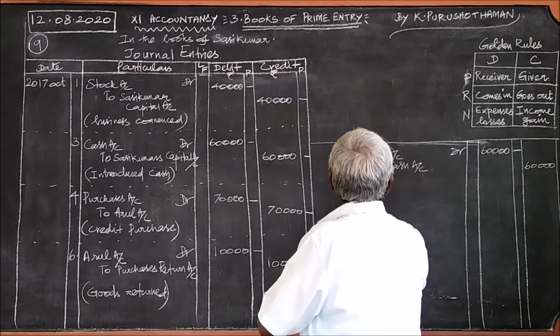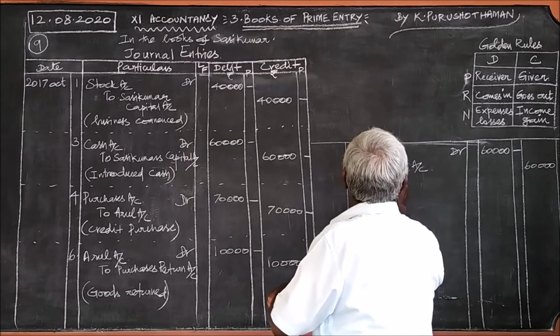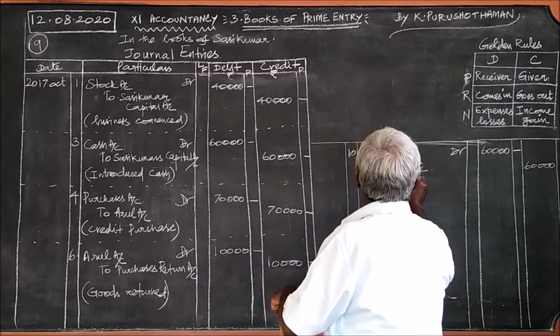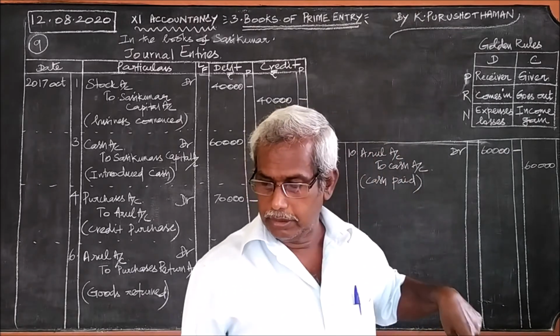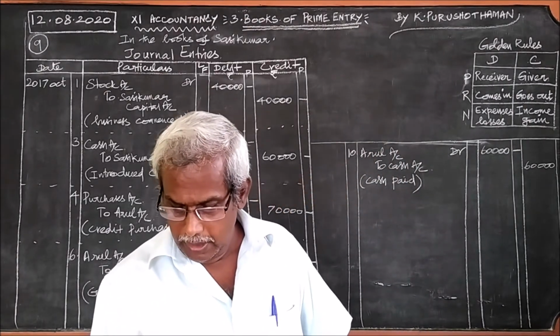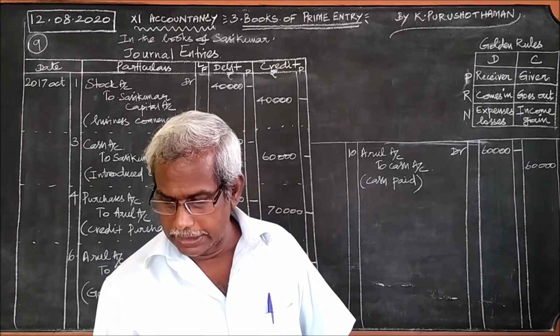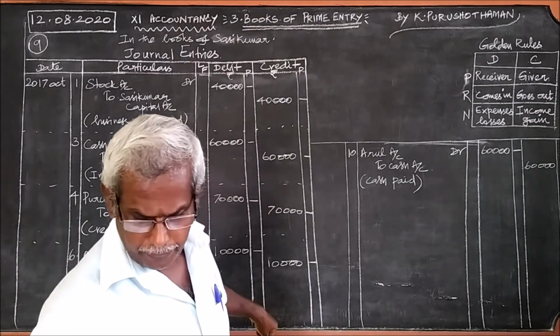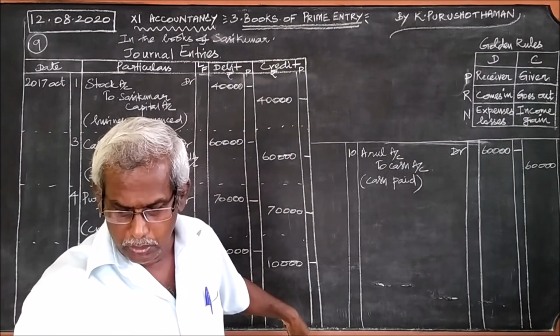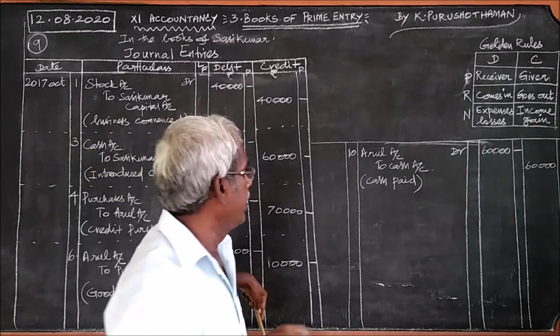Narration, cash paid. Then, after 10, sold goods to Chandar on credit. That is on 15. Sold goods to Chandar on credit 30,000.